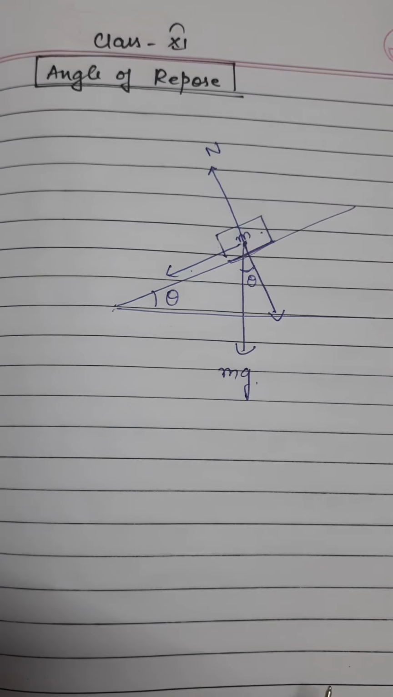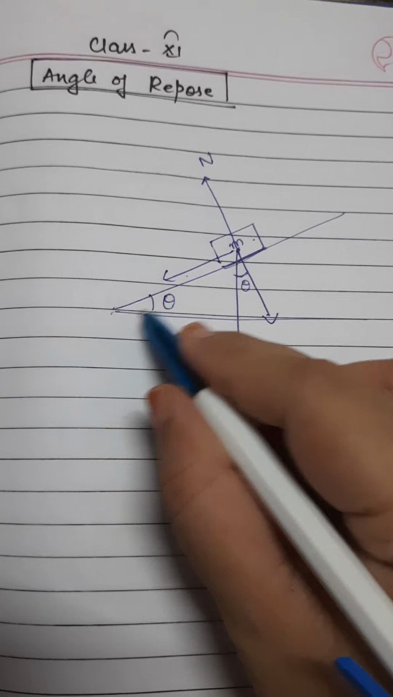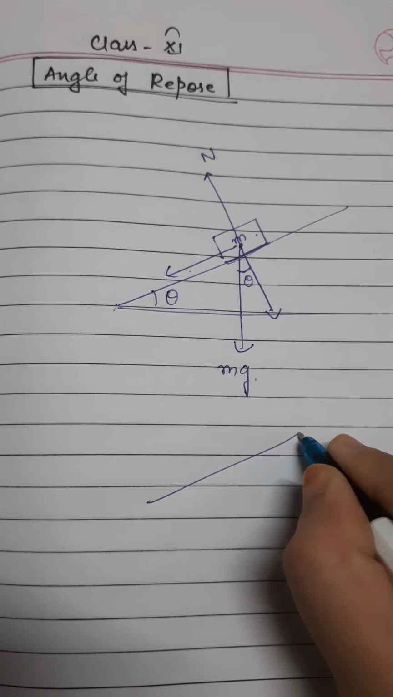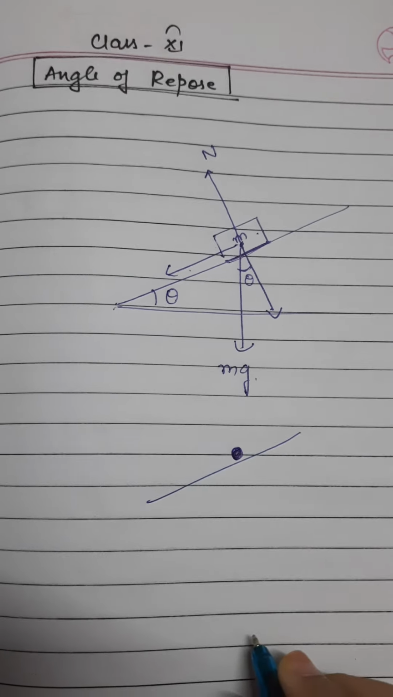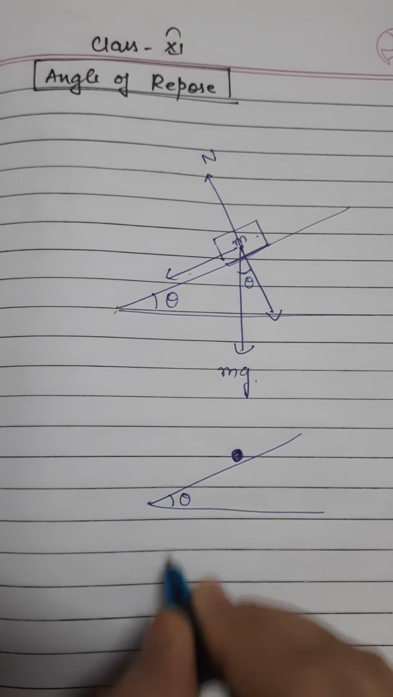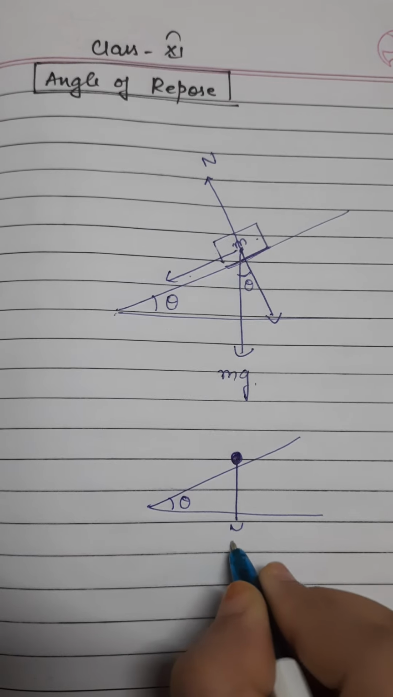And now the question arises, many students ask, ma'am, how can we know that this angle theta and this angle theta are equal to each other? For that we need to make an FBD. If we make an FBD, this mass object will be a point mass, and this will be the theta which we have taken. If I make the triangle with this, this is my mg component.